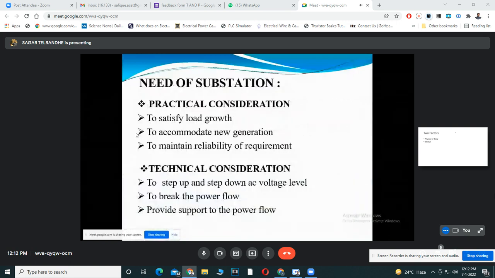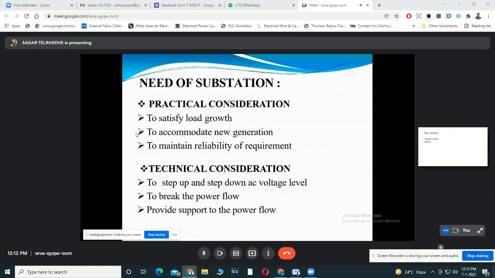Need of substation. The practical consideration of the need of substation is to satisfy load growth, to accommodate new generation, to maintain the reliability requirement. Technical considerations: to step up and step down AC voltage level, to break the power flow, to provide support to the power flow.